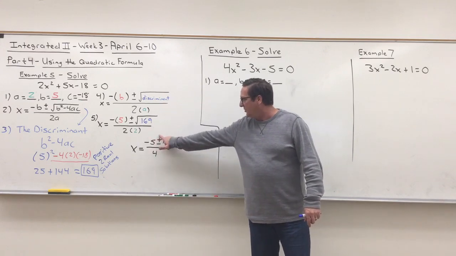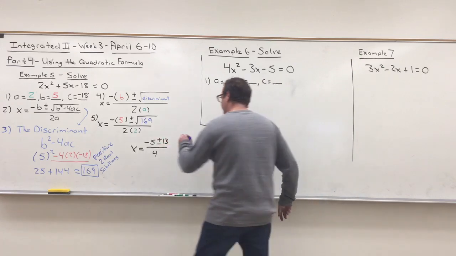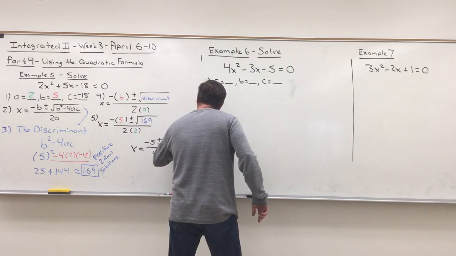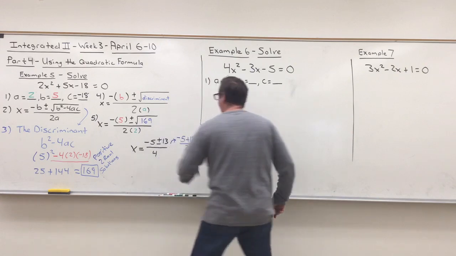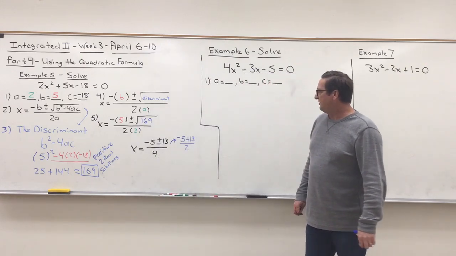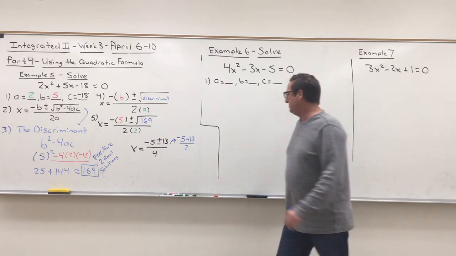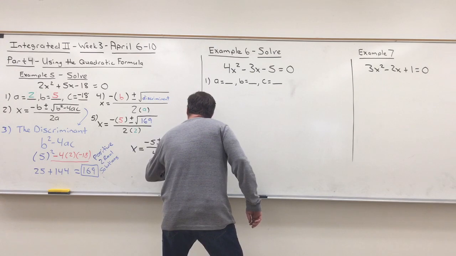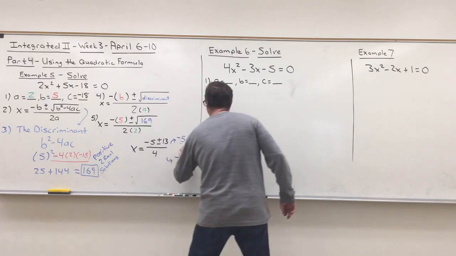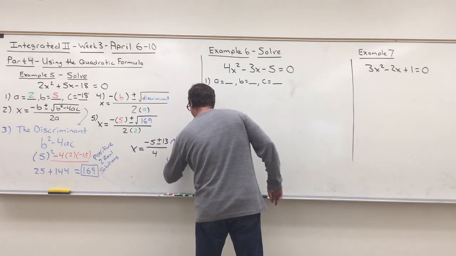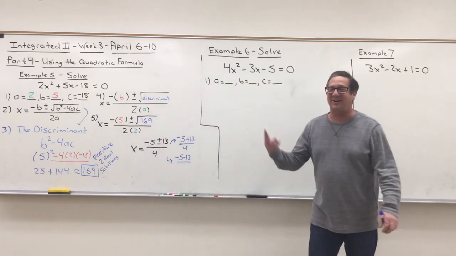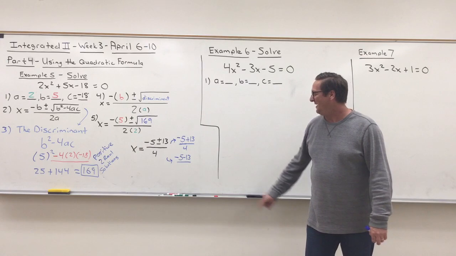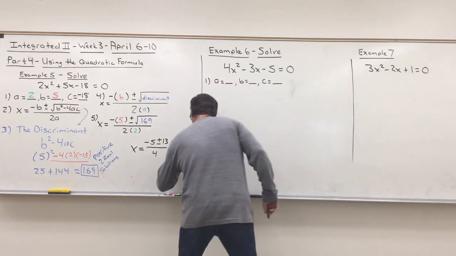And now look at this. We do 1 with the plus and 1 with the minus. So the first thing you're going to do is -5 plus 13 over 2. Sorry. How about we change that to a 4? That's how easy it is to make a mistake. -5 plus 13 over 4, and -5 minus 13 over 4.